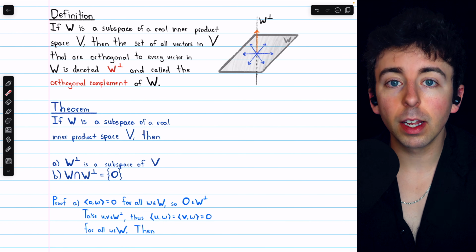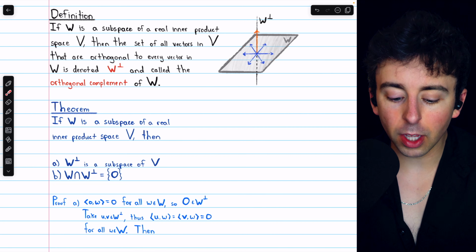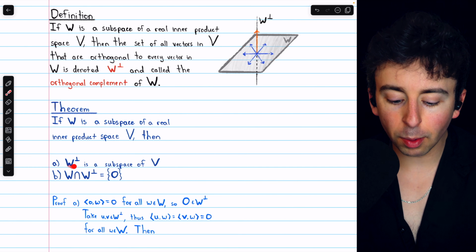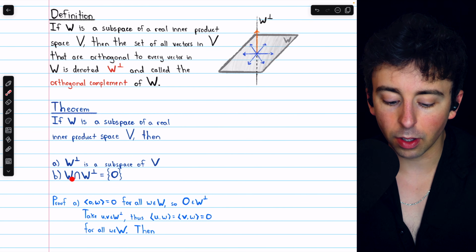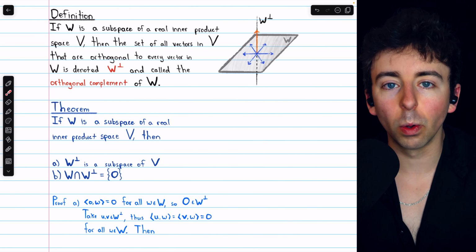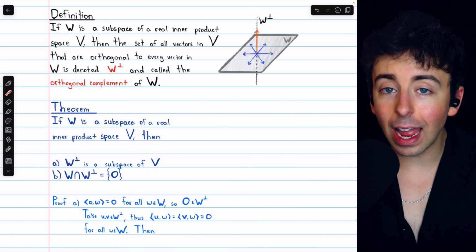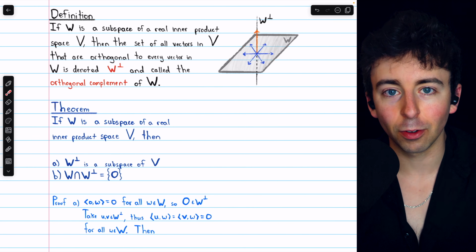Here are two basic but important results about orthogonal complements which we will prove. If W is a subspace of a real inner product space V, then the orthogonal complement of W is also a subspace of that inner product space V. Also, the intersection of W and W perp, the orthogonal complement, is equal to the zero space, the subspace that contains only the zero vector. So W and its orthogonal complement will not have any vectors in common except for the zero vector, which agrees with this picture for what it's worth.